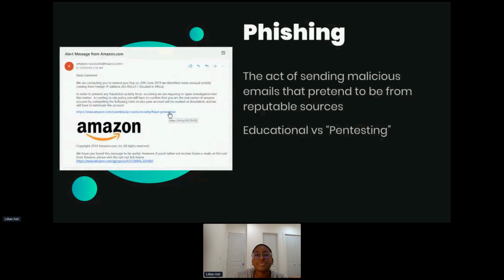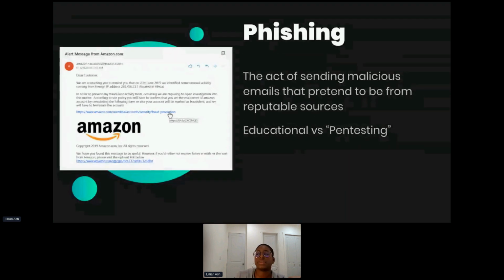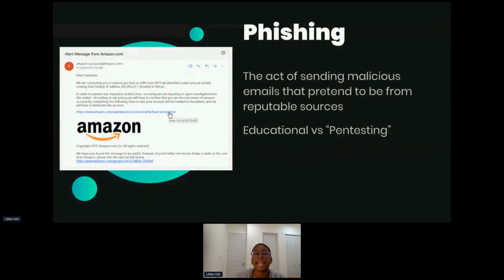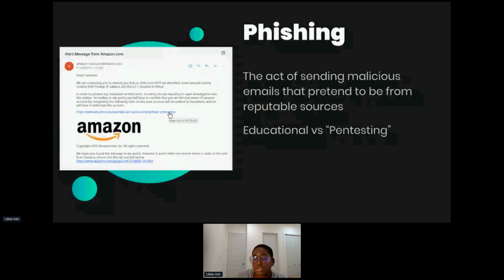So, okay. The next attack vector that we're going to talk about is phishing. This is certainly the one that's most talked about. It's the most commonly referenced attack. And this is, of course, the act of sending malicious emails that pretend to be from reputable sources. The goal of this is usually to deliver malicious payloads to your device to allow attackers to gain remote access. And once again, from that remote access, they can gather credentials and further intel on you in general.